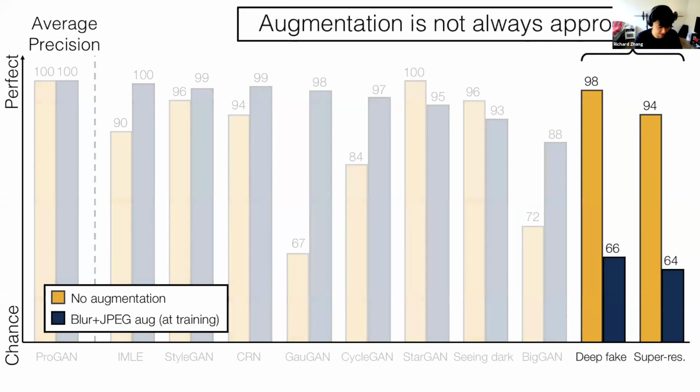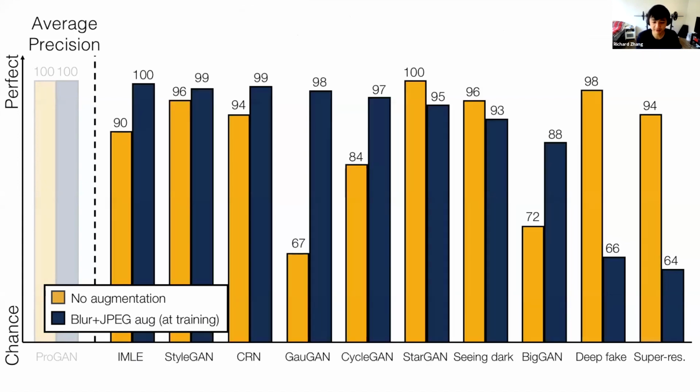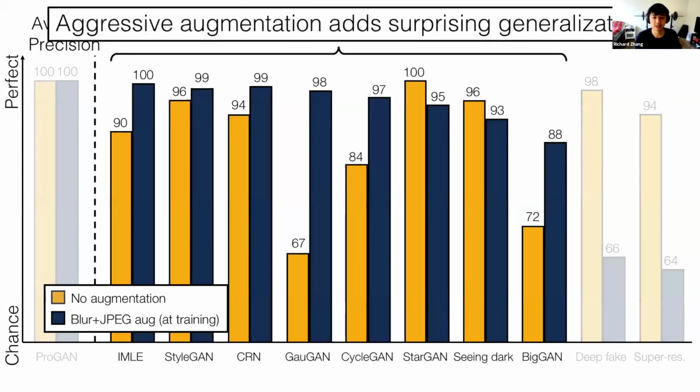So one thing to note is that augmentation is not always appropriate. For example, for deepfakes or super resolution, you're looking for very low-level, high-frequency cues. And if you do blur and JPEG data augmentation at training time, you're kind of wiping away the signal. So it's just not appropriate to do it there. But for other types of CNNs, we saw surprising generalization. So everything here is almost in the 90s. And this really surprised us because we tried a whole bunch of things that were much more complicated, and it turns out just turning up the blur in the training augmentation really helped.